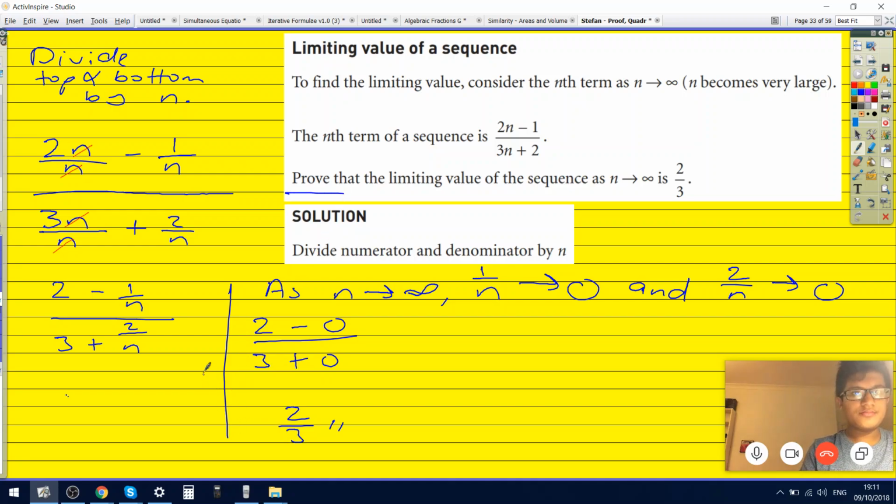But the big idea is divide the top and bottom by n. And because they have plus or minus in between, you have to divide each of them by n. And then anything that is in the form of a over n will tend towards 0 as n tends towards infinity. So state that first, then replace those with zeros, and then simplify. Any questions with that?